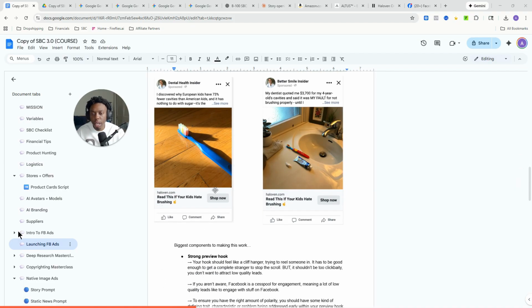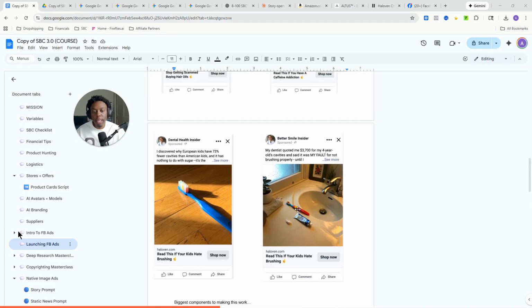Same thing with this toothbrush here. There's nothing really crazy about it, but you can clearly tell it's a children's toothbrush. So as I'm scrolling here and I see Dental Health Insider, European Kids, and I kind of scan and see this toothbrush, I think to myself, oh, that's interesting. What are they saying about European kids and cavities? So these are like little screenshots, moments in time.